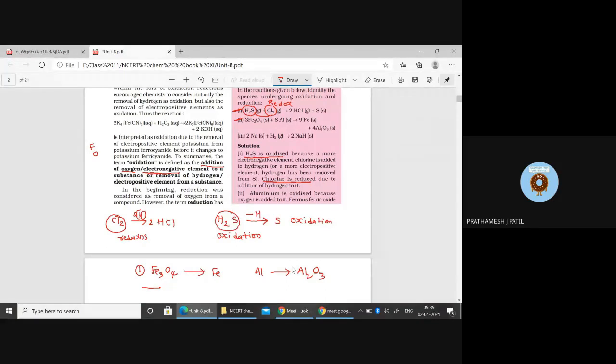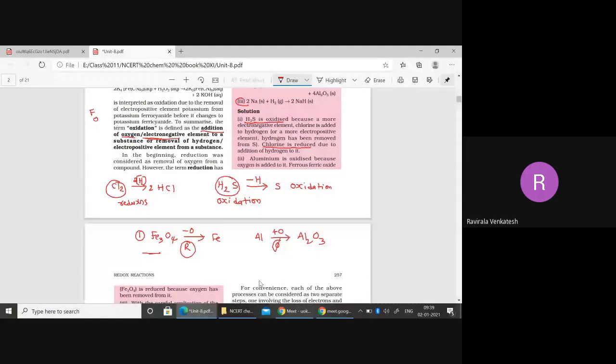So reduction. Loss of oxygen, no? Reduction, right? You are losing oxygen over here. Therefore, definitely it is a reduction reaction. R for reduction. Now here it is an oxidation reaction, because you are adding oxygen. I think everyone has understood, right? Now what about the third one?